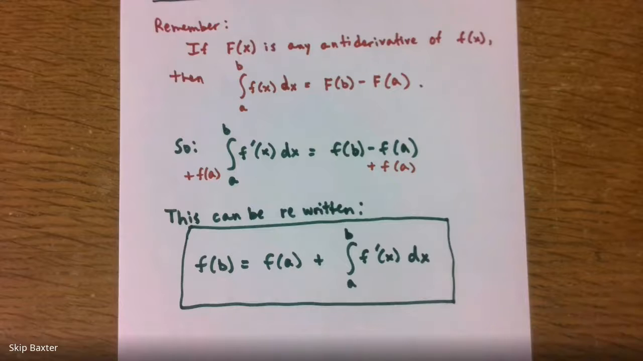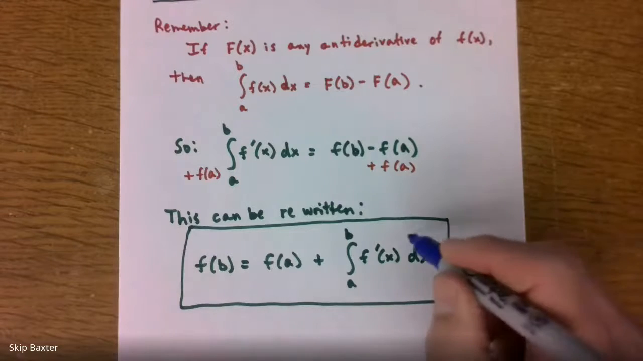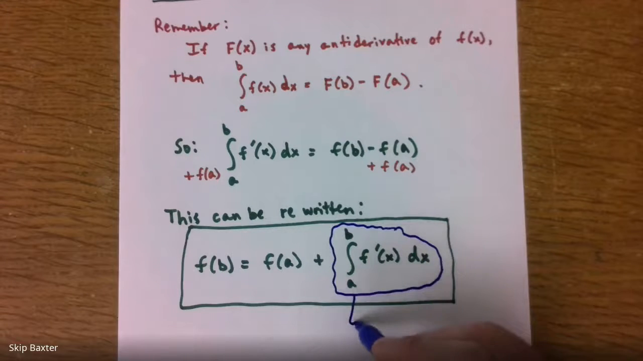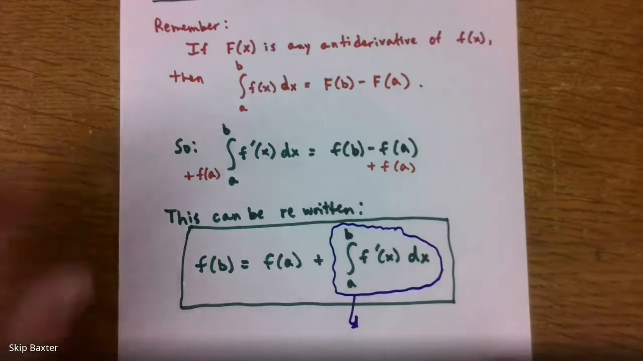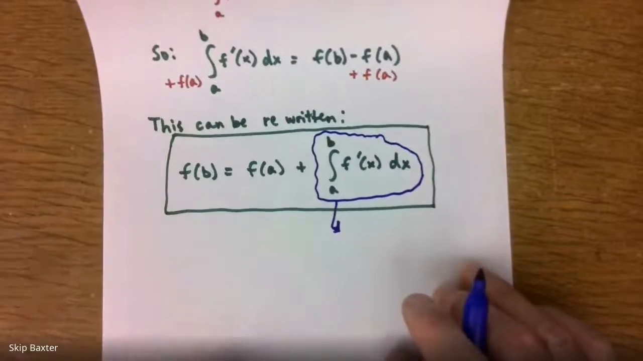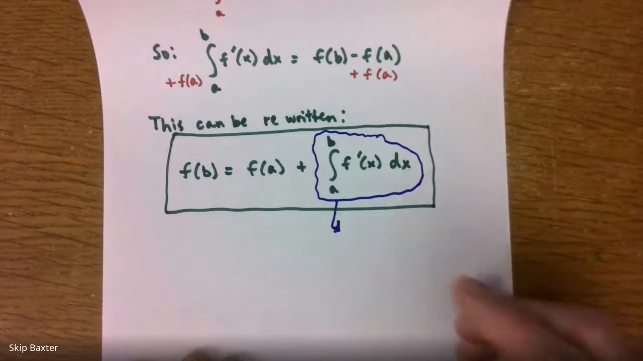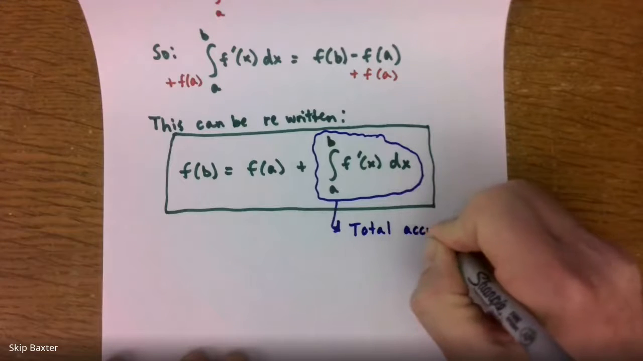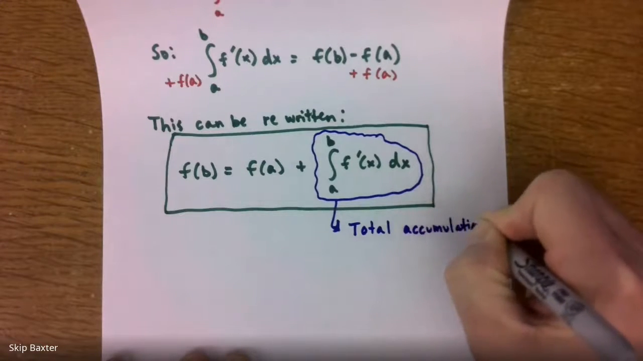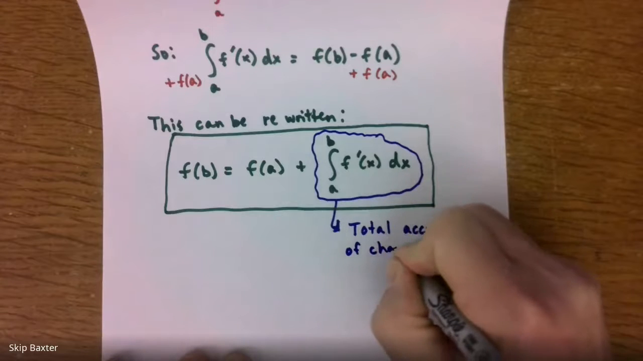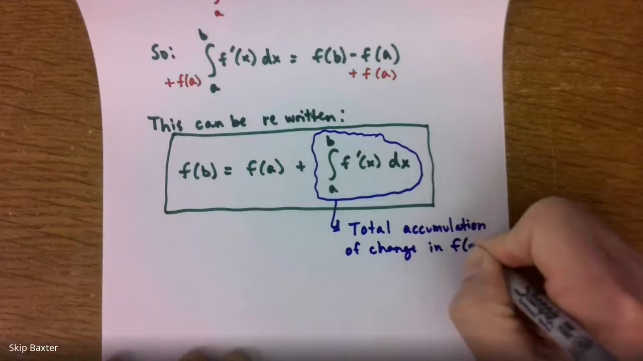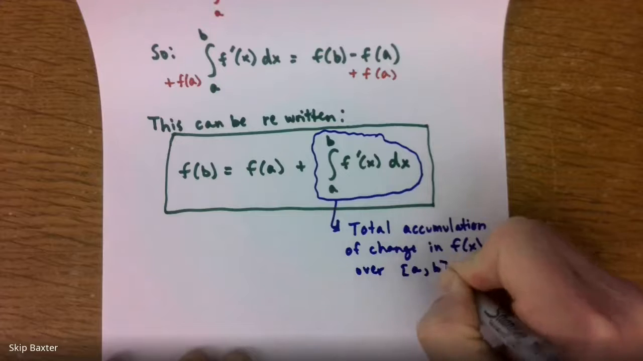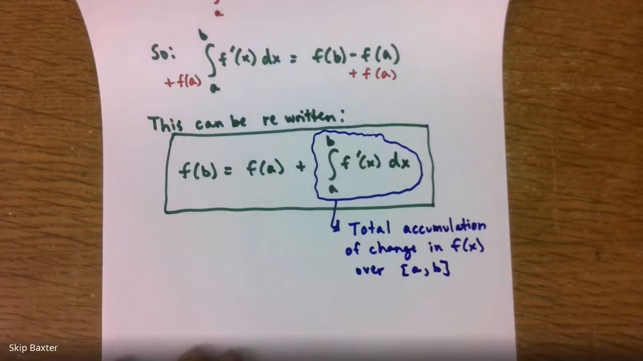So one way of interpreting this is that this integral part is the total accumulation of change. This is really how much change occurred in f of x between a and b. This is the total accumulation of change in f of x over the interval from a to b. That's really what that definite integral represents.